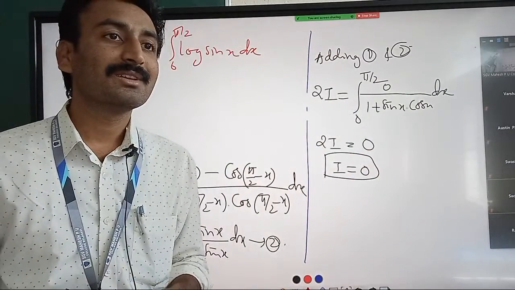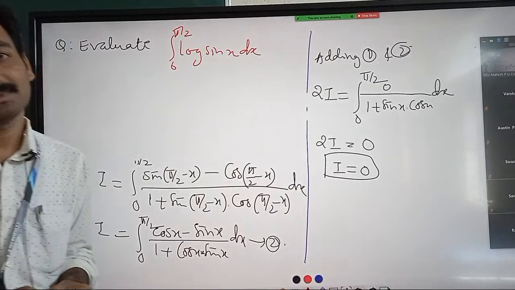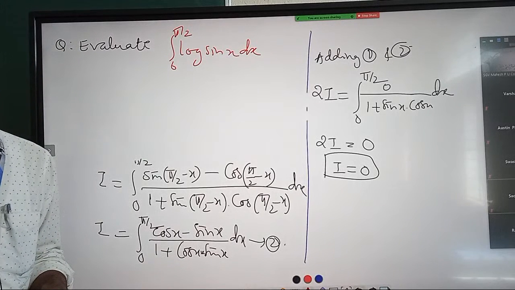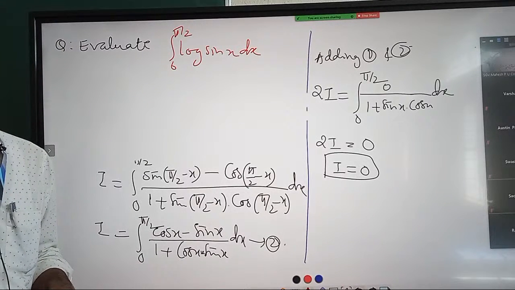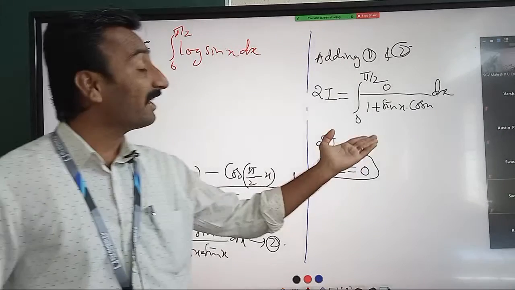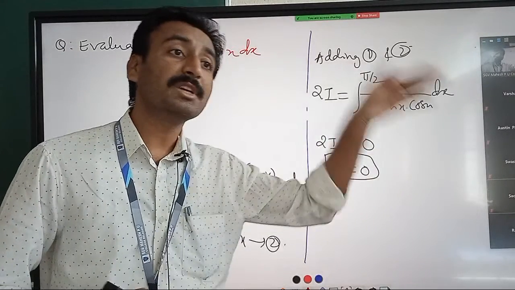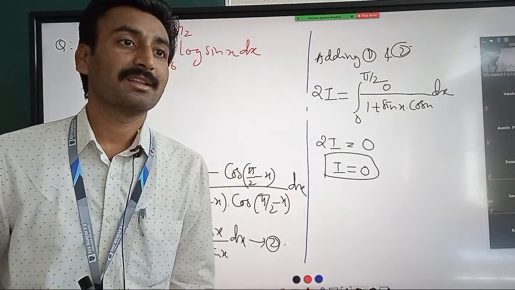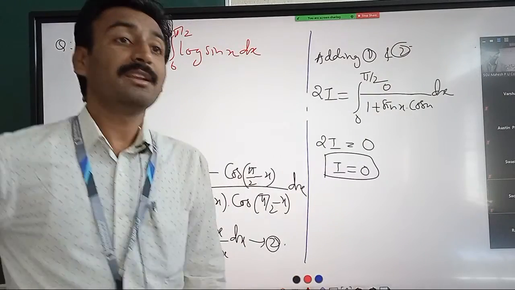Sir, because differentiation of any constant is 0, sir. And it is an antiderivative. The antiderivative of 0 can be any constant, sir. It cannot be any constant. It can be a constant, but it is 0. 0 is a constant only. It can be any constant. It cannot be any constant.